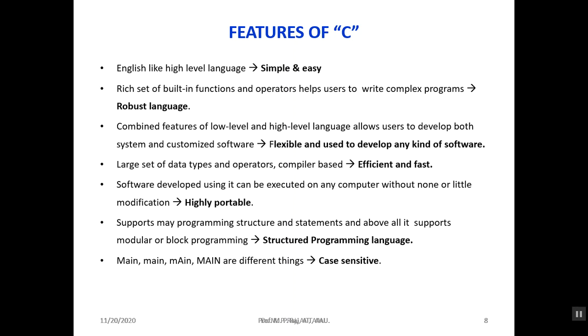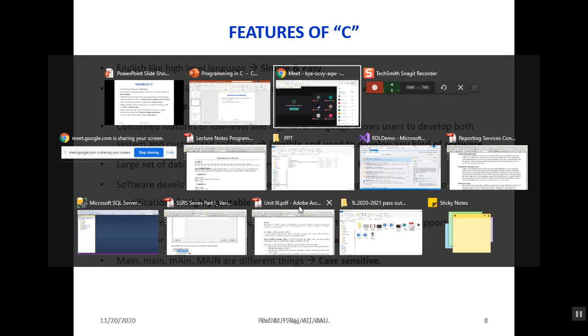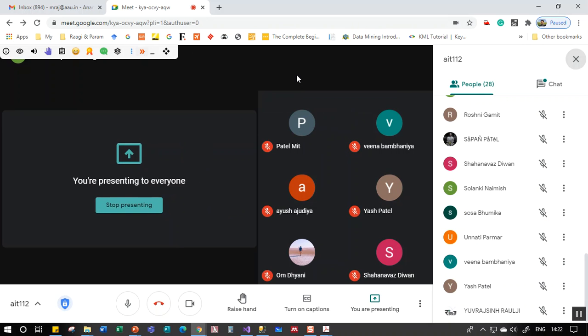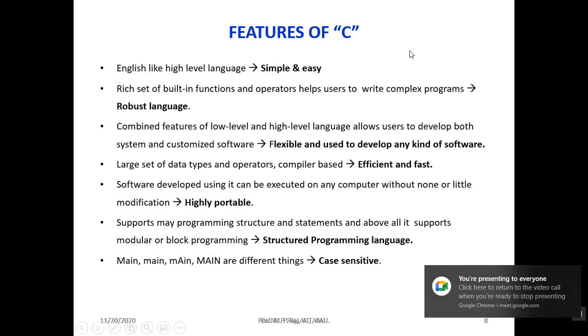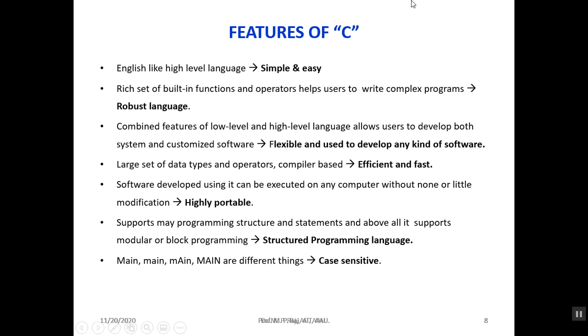Okay, so C is a simple and easy language. It is an English-like high level language. So when we write programs in C, it is almost similar to the English language. We don't need to learn the English language for writing programs in C, but some English words are used in the C language.